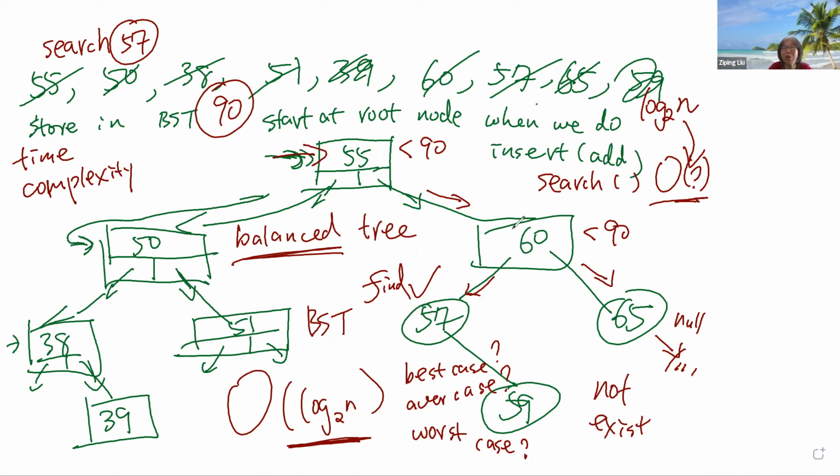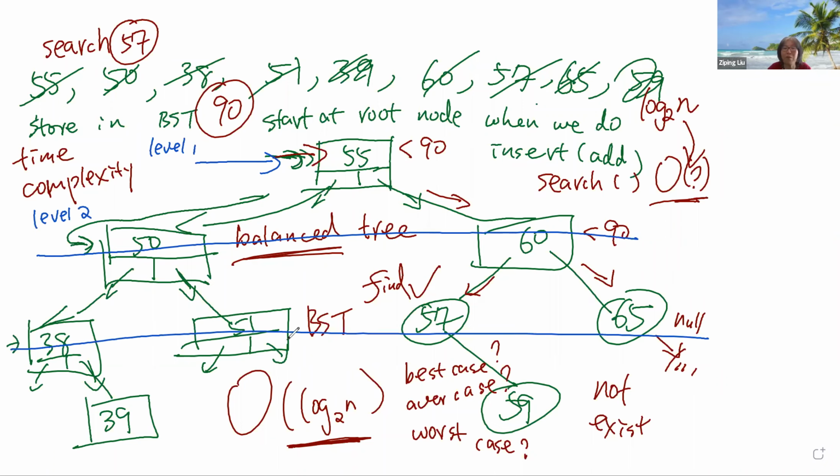Regarding the tree, we can also see the tree has levels. So we can view this as level 1, and this is level 2, and all of this is going to be level 3, and this is going to be level 4. That means the nodes are at the same level.